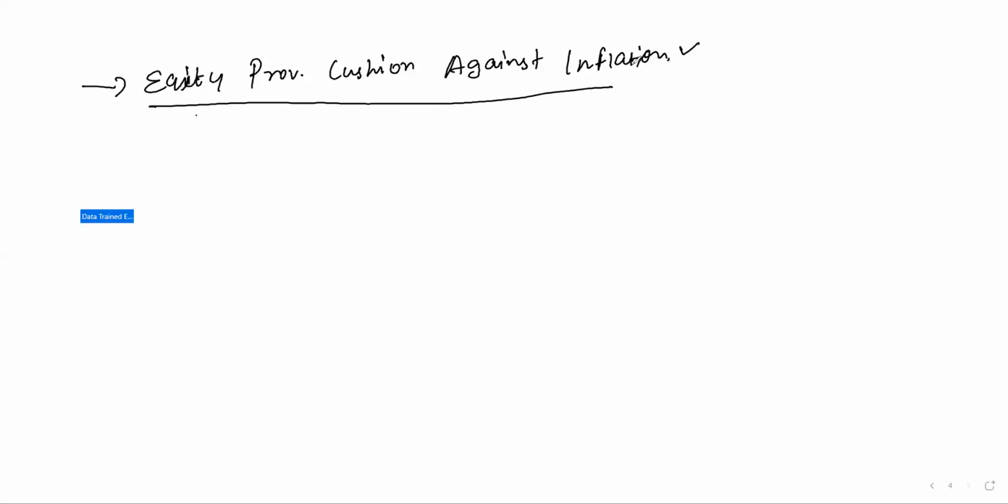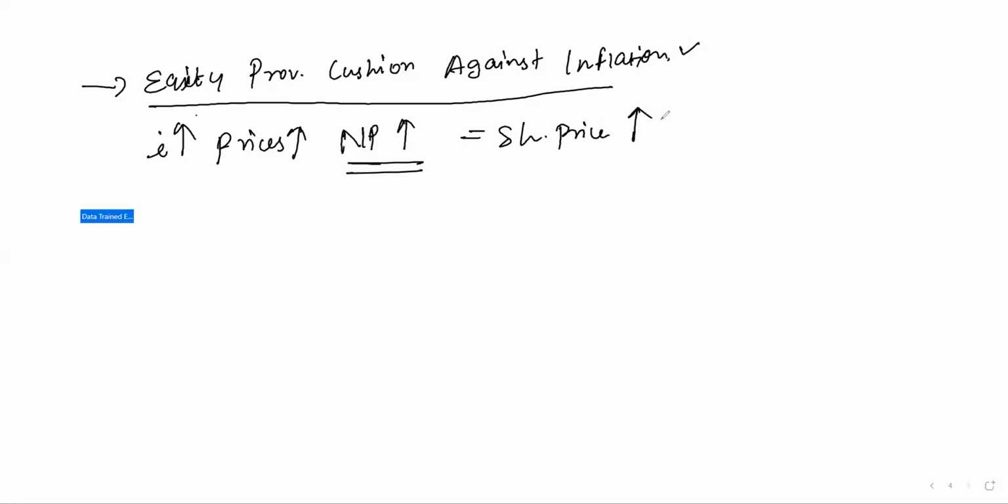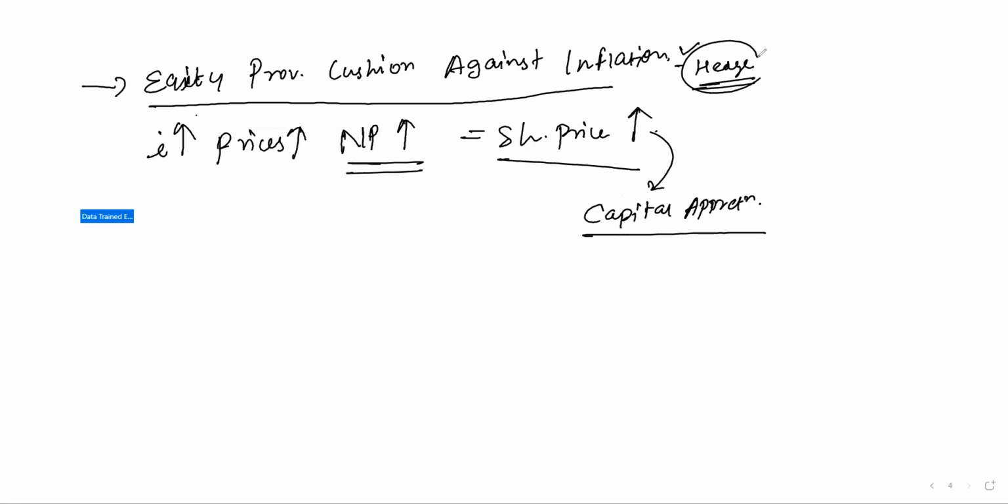Now, investing in equity provides a cushion against inflation. What does this mean? When inflation rises, prices go up. When prices go up, net profits of a business might improve. When net profit improves, the share price of the business might improve. And when share price improves, you enjoy capital appreciation. So equities are considered a potential inflation hedge.